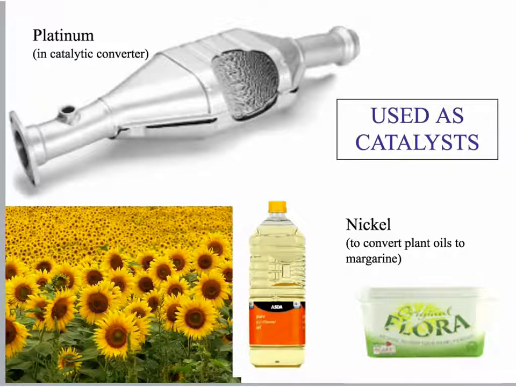Several of the processes that we will look at in other videos use different transition metals as catalysts. For example, platinum can be used in catalytic converters that you would find in a car, and nickel can be used to convert plant oils to margarine in hydrogenation.